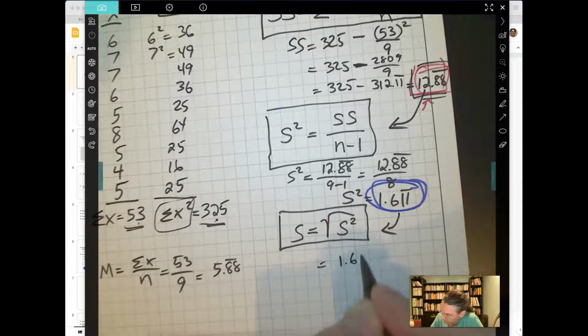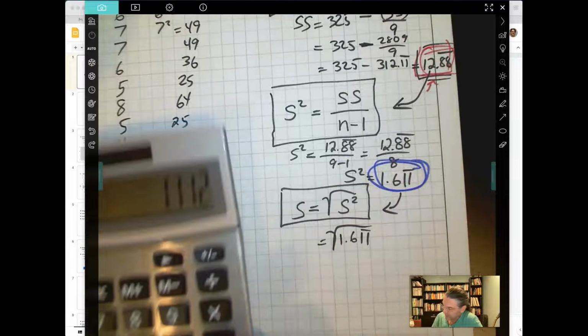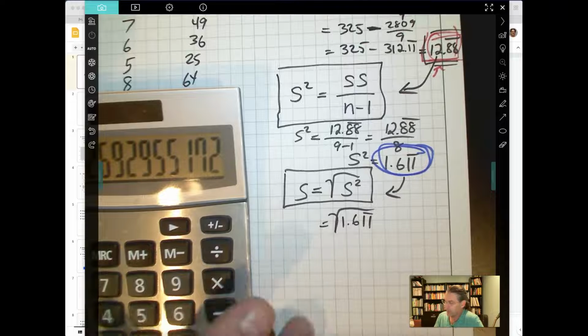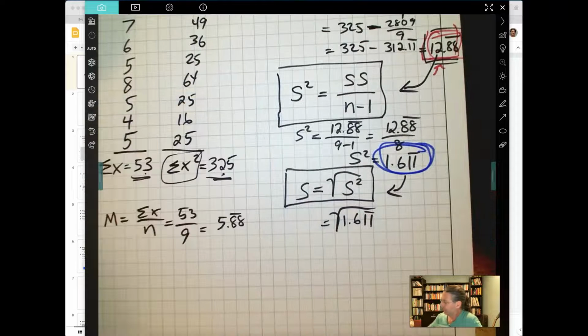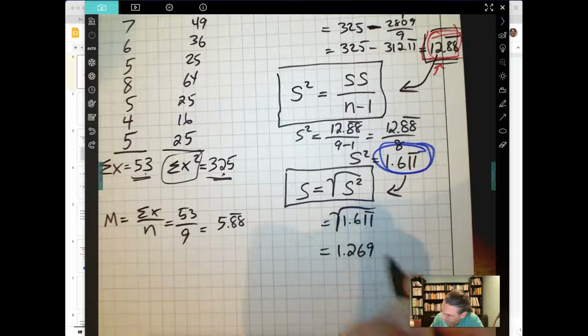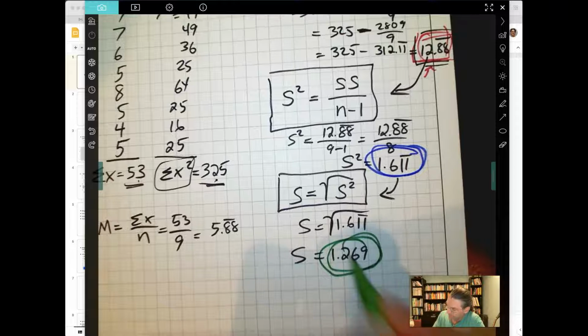So we get 1.611 repeating. And I'm just going to put that in here, 1.61111, and take the square root, and we get 1.269. And so that is our standard deviation.